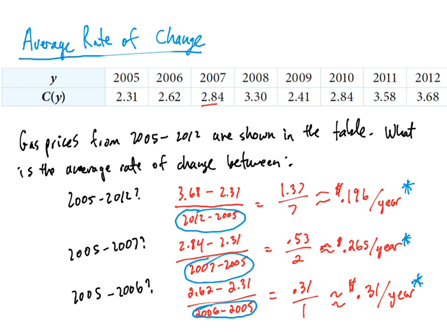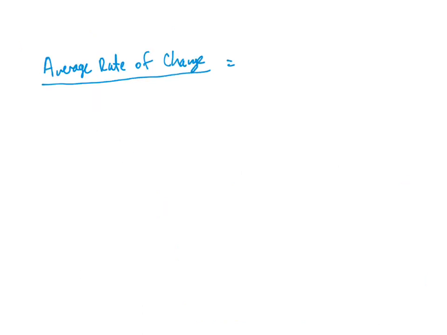So this format should look pretty familiar to you. It's similar to how the slope of a line works. We do the change in the y's divided by the change in x's. So that's how we can formalize what we're doing here. The average rate of change, we can say, is the change in output divided by the change in the input.